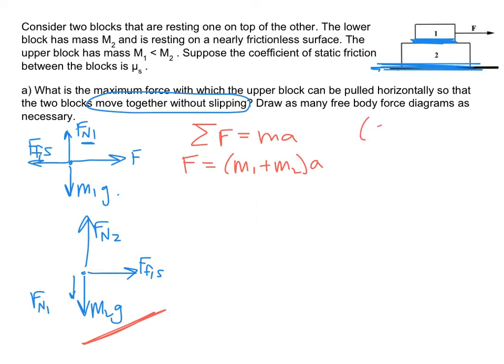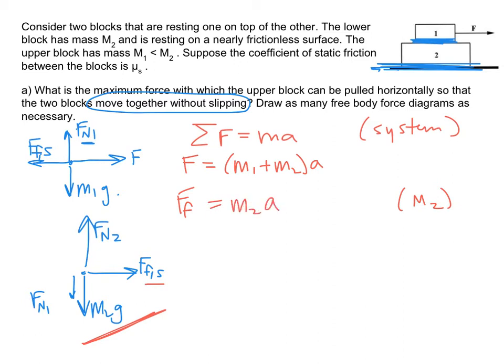So again, this was written using the system, and I'm going to use F equals ma, and I am going to write another equation, but this time I'm going to look at M2. And for M2, the only force pulling forward is the frictional force. So I have my frictional force. That would equal M2 times A.